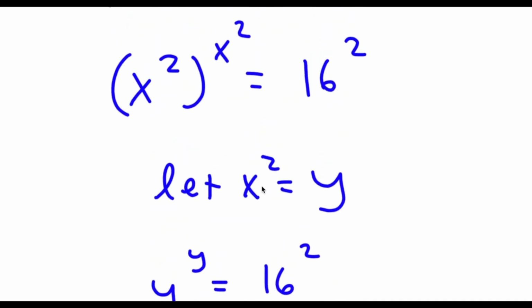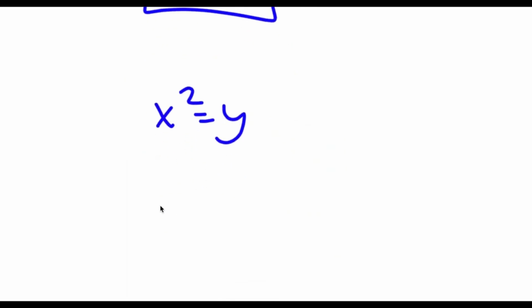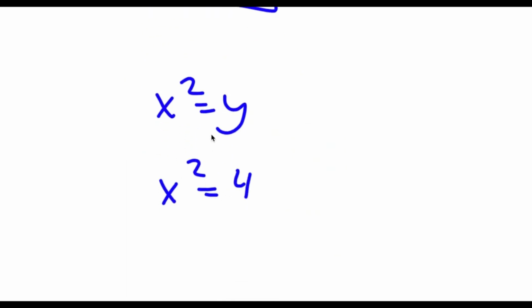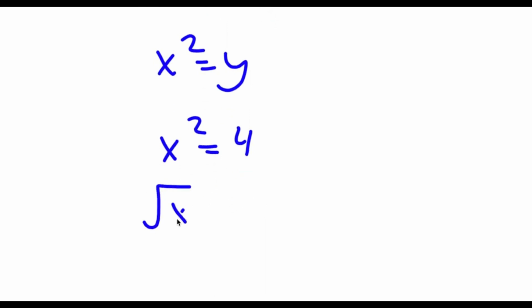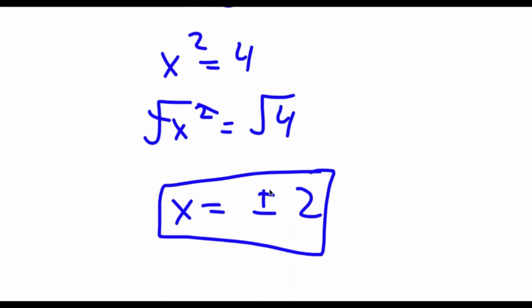However, remember, we're solving for the value of x. So if x squared is equal to y and y equals 4, this means that x squared is equal to 4. So now to solve this, I'm going to take the square root on both sides. These two cancel out. Now I'm left with x is equal to positive or negative 2. So this is my answer.